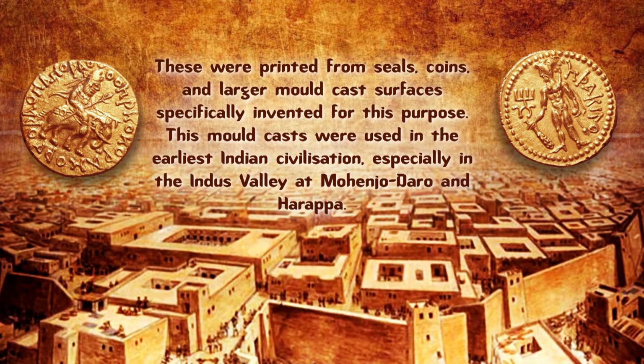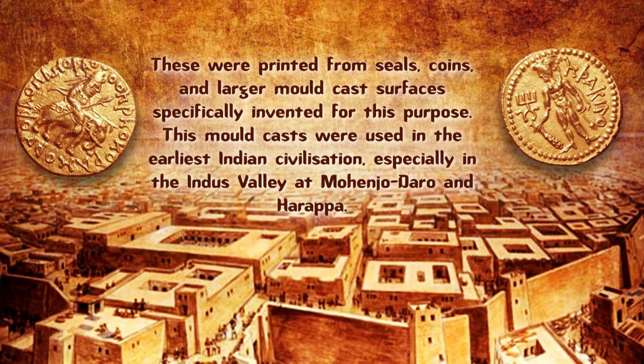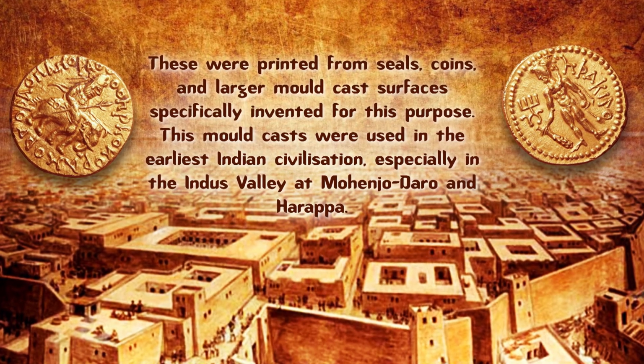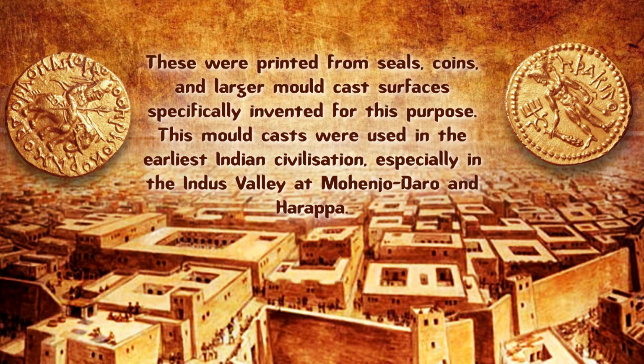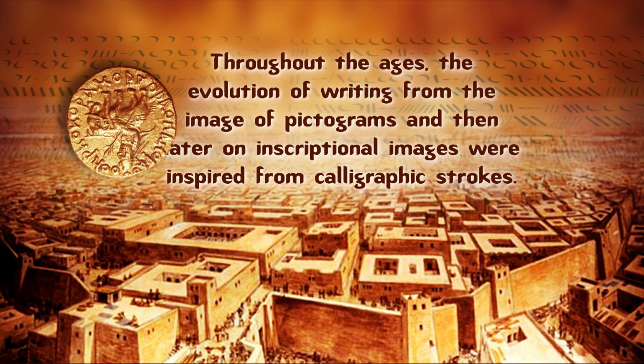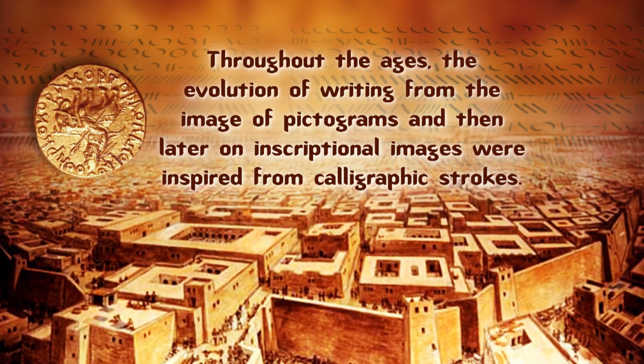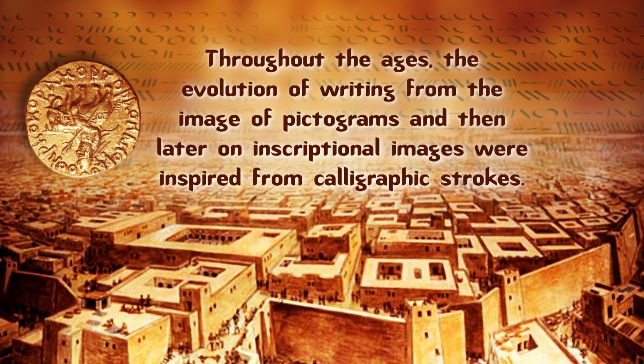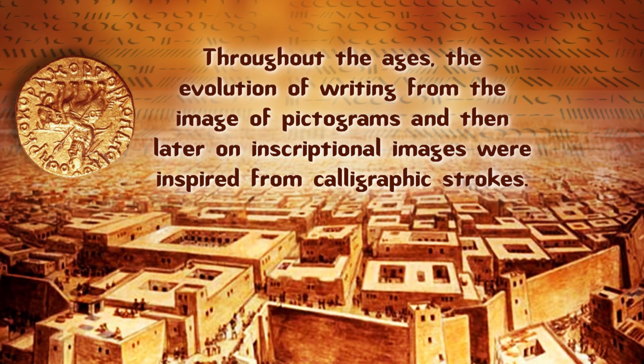This mold cast was used in the earliest Indian civilization, especially in the Indus Valley at Mohenjo-daro and Harappa. Later, the alphabetical signs were segregated more and more from the pictures. Throughout the ages, the evolution of writing from the image of pictograms and then later on inscriptional images were inspired from calligraphic strokes.